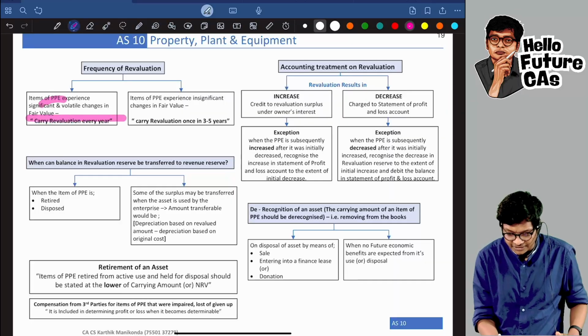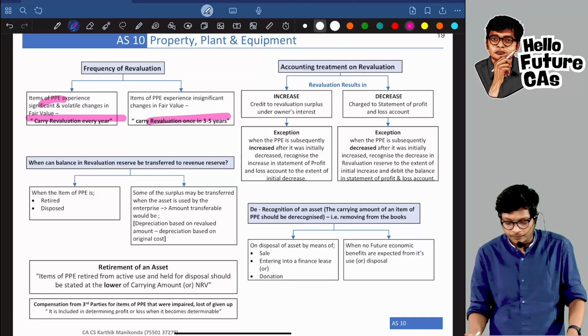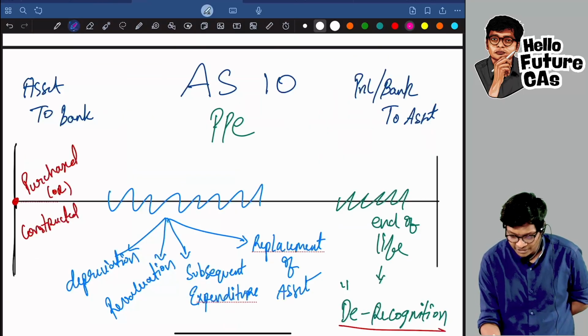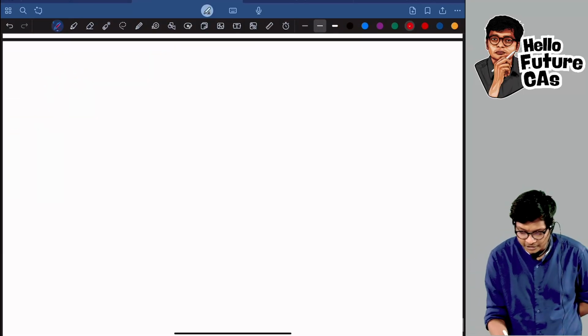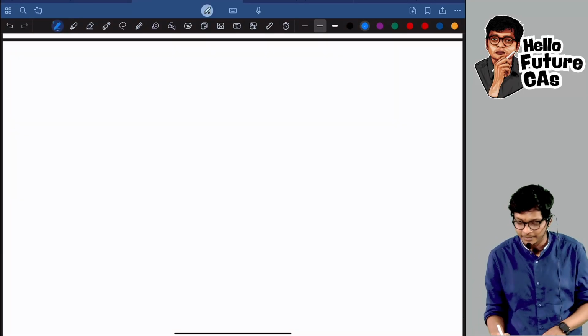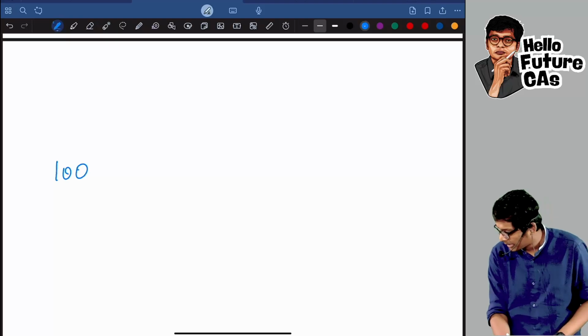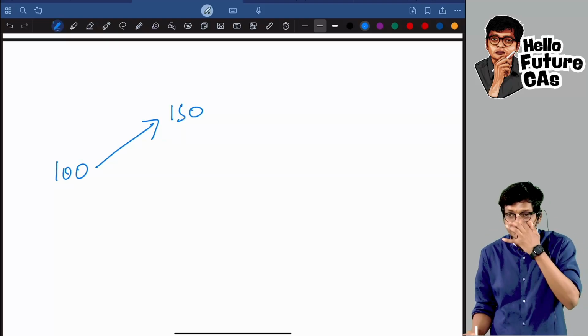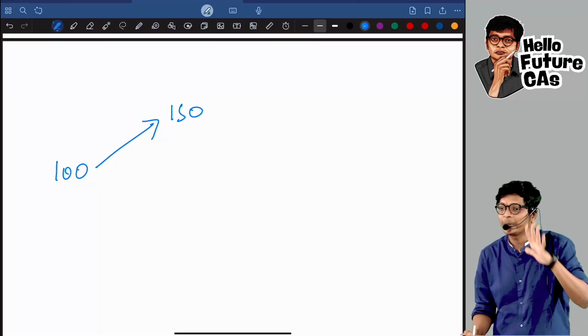That we also do every year, and once in 3 to 5 years. Are you following, guys? Next, the accounting treatment for revaluation. I'll quickly explain with a small example. If an asset is 100 and it is revalued to 150, how much is the gain? 50 goes to my revaluation reserve.